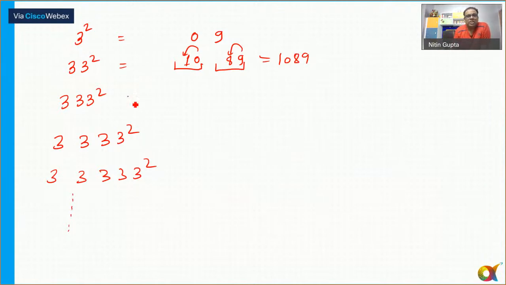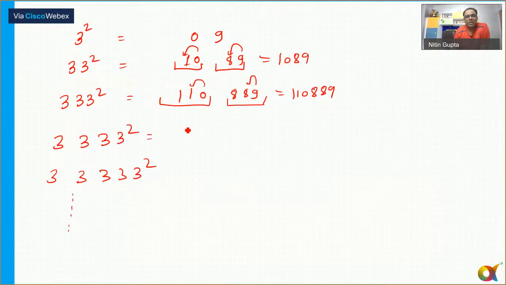Alright, 333 square. So 330 square, 33 square. So I'll say 3 square, that is 0, 9. And then 0 plus 1, so I'll say 1, 1. And 9 minus 1 is 8, so write down 8, 8. So this is the value, that is 110889.